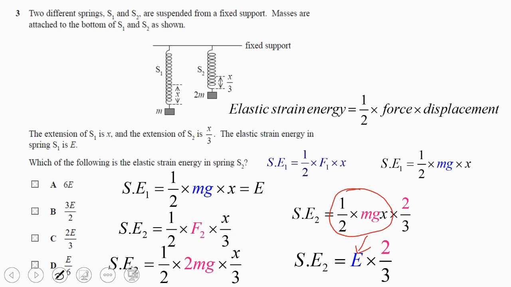So what is the answer to this question? The answer is choice C, 2 by 3 E. If the elastic energy stored in the first spring is E, then the elastic energy stored in the second spring is 2 by 3 E.